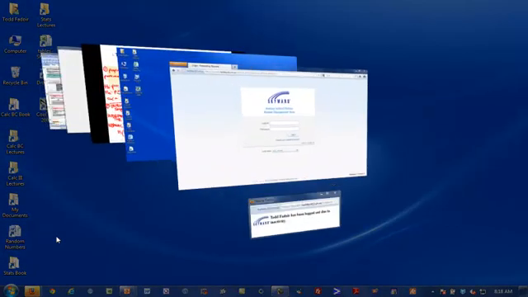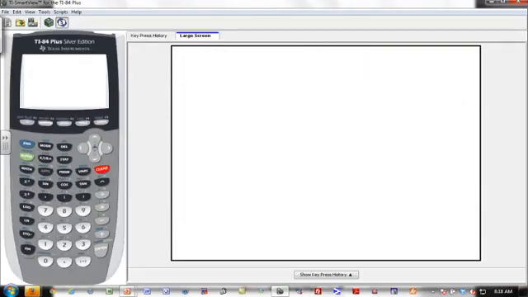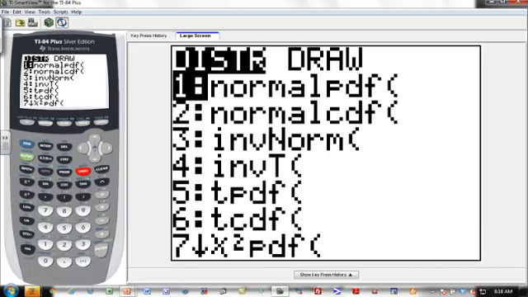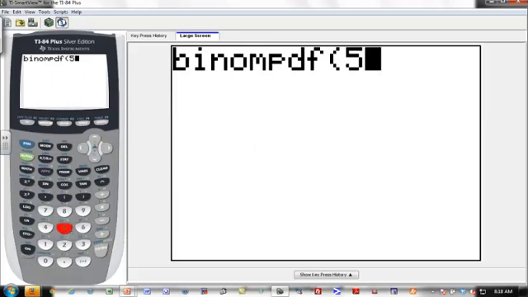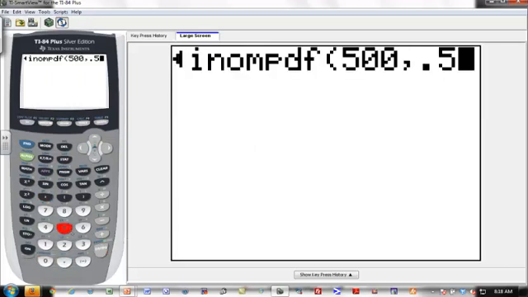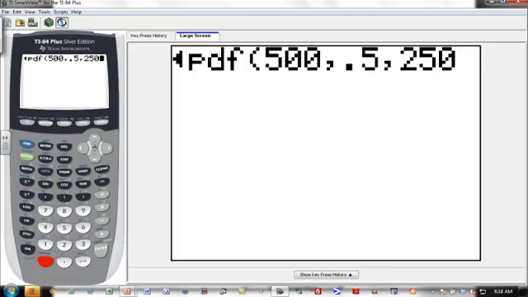Well, I'm going to go back to, where's my calculator? Is it there? There it is. Let me calculate using distributions, binomial, because it's a binomial situation. Let me calculate the probability on 500 coin flips that I get exactly 250 of them.